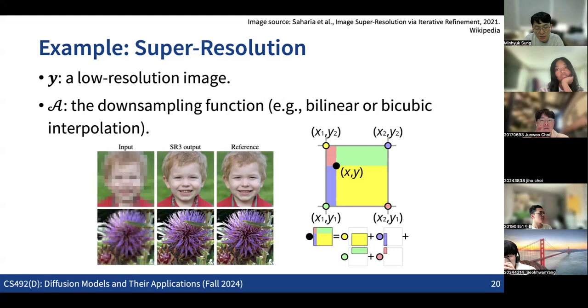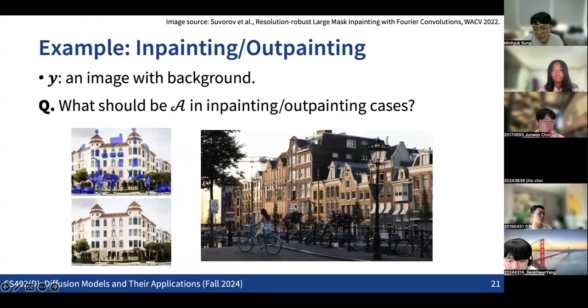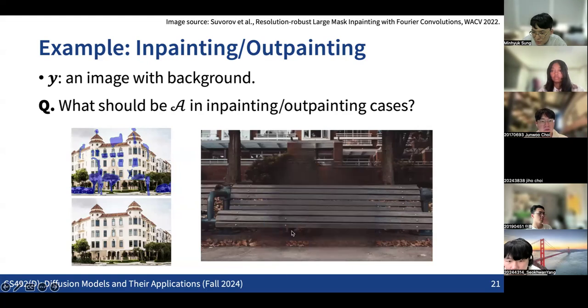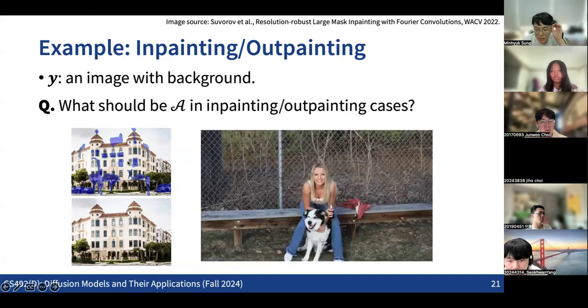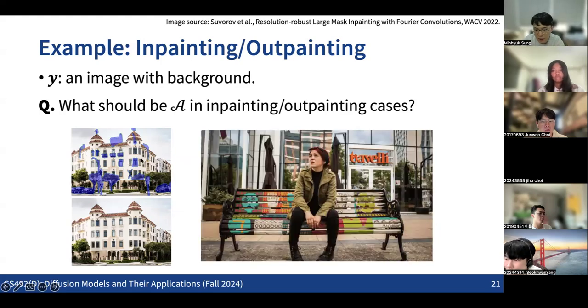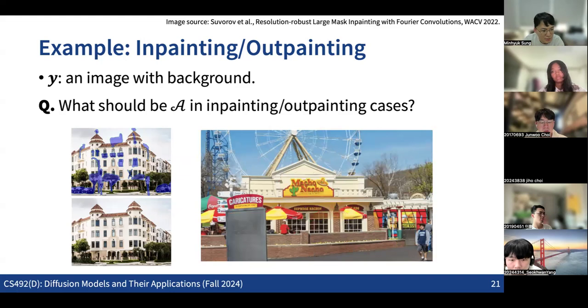And this is not only a problem for images, but also for 3D or many other signals, audio, video, many other things, right? So super resolution can be one application. And the other application is in-painting and out-painting. These are all very nice results where we remove some objects, clutter or occlusions in the images by having masks over the images. So given the image with the background, what should be the function in this specific case?